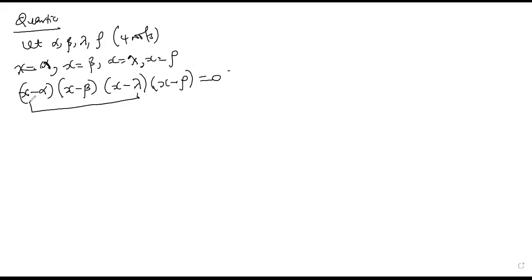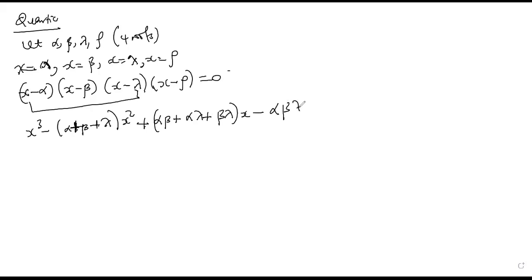But we've already gotten all this up to this one. Bring it there. So in other words, this is what we've gotten before. We had x power 3 minus alpha plus beta plus lambda, then x squared, then we had alpha beta plus alpha lambda plus beta lambda times x, then minus alpha beta lambda.